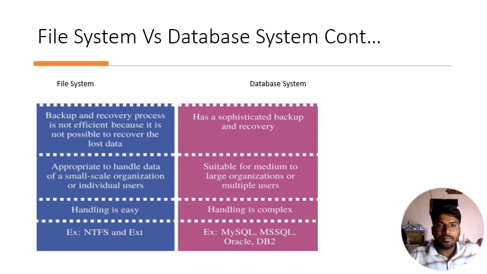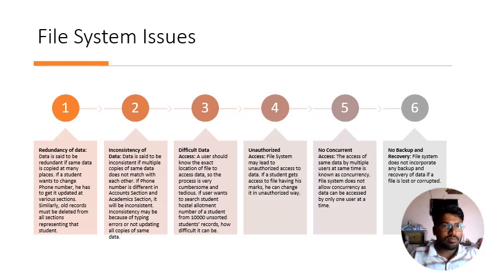Moving on to the next slide. In this, we're going to learn about file system issues. First one, redundancy of data. Second one, inconsistency of data. Third one, difficult data access, unauthorized access, no concurrent access, and no backup and recovery.